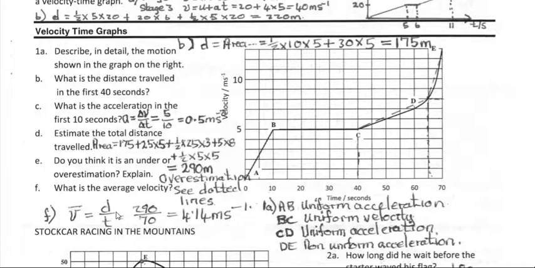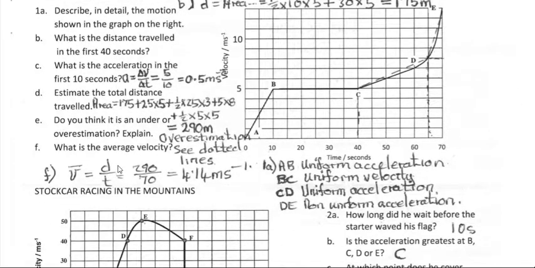What is the average velocity? Average velocity is distance divided by time. 290 divided by 70 gives 4.14 meters per second.